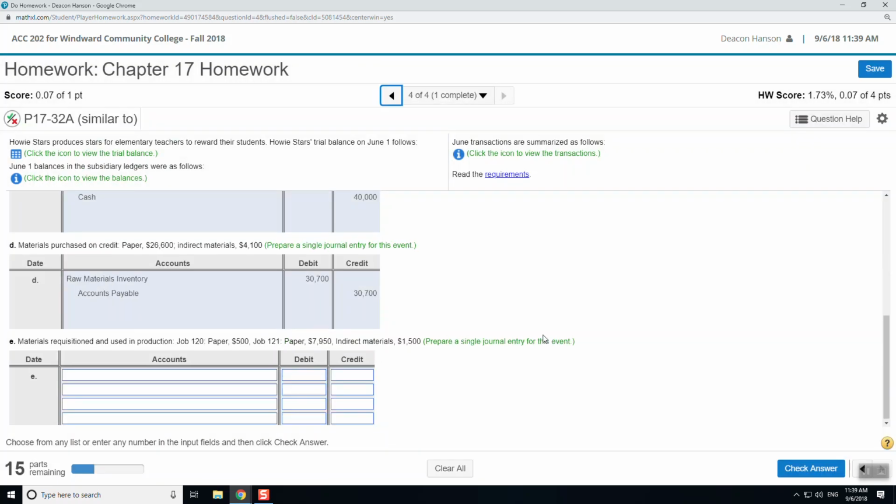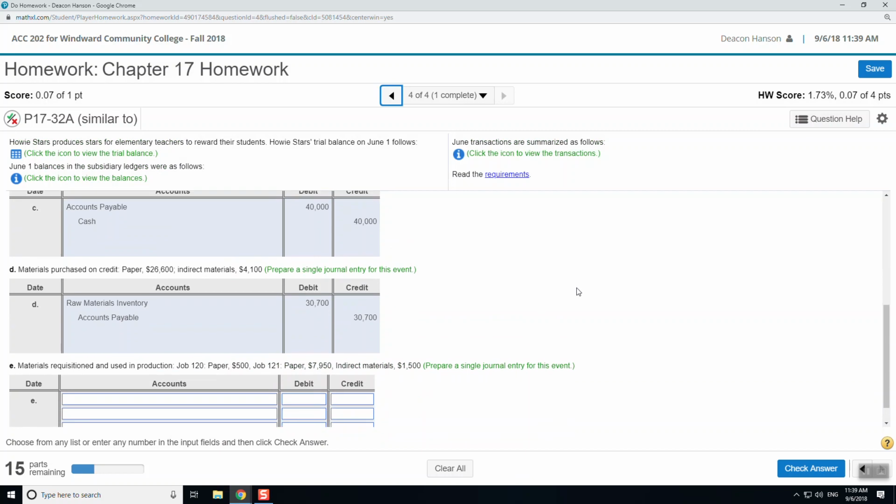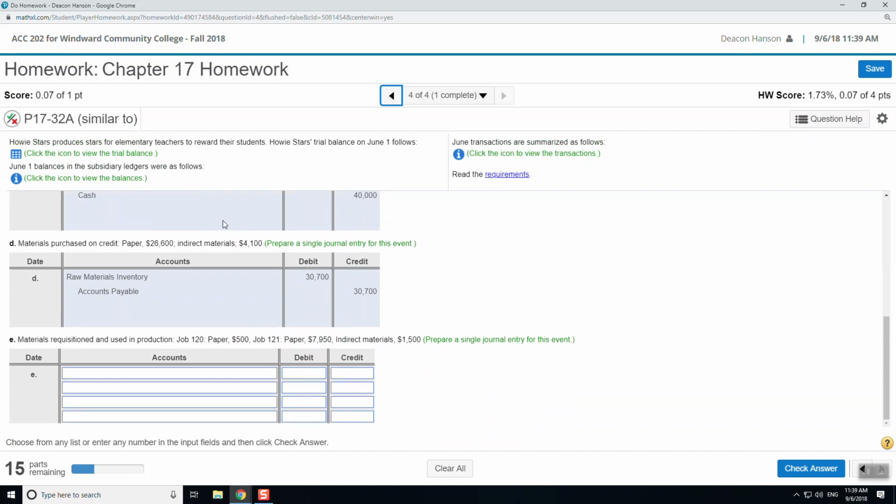Does everybody see how I did that? Okay. So even though it's paper and indirect material, and even though we might need to know this for later, we're going to stick all of that into the raw material inventory, because that's the inventory account that we set aside for use, right? We're going to take things out of there to actually make the product.